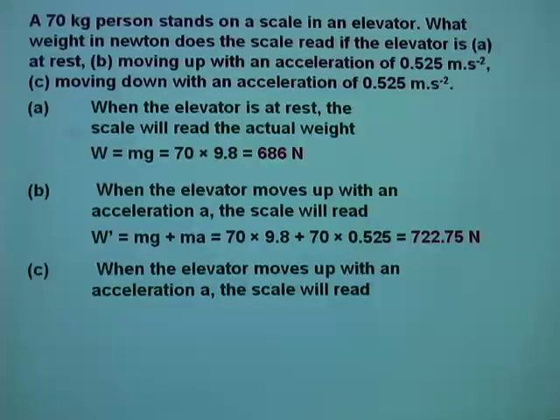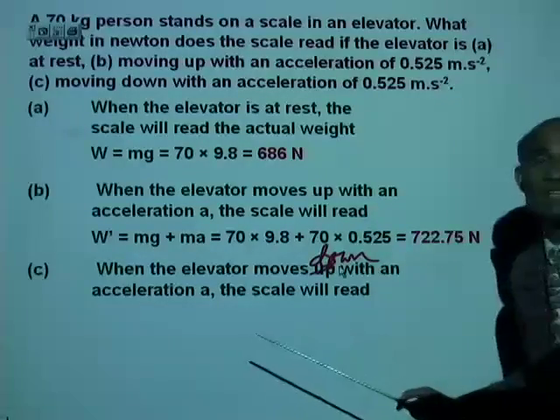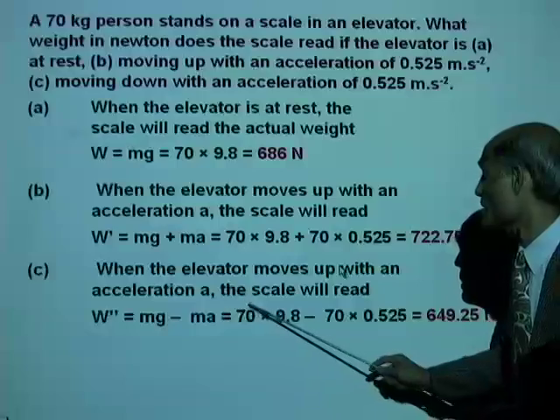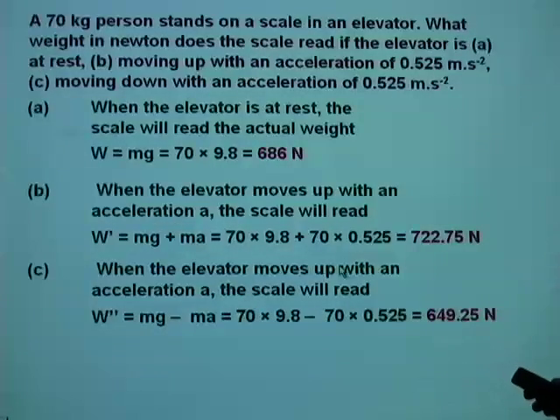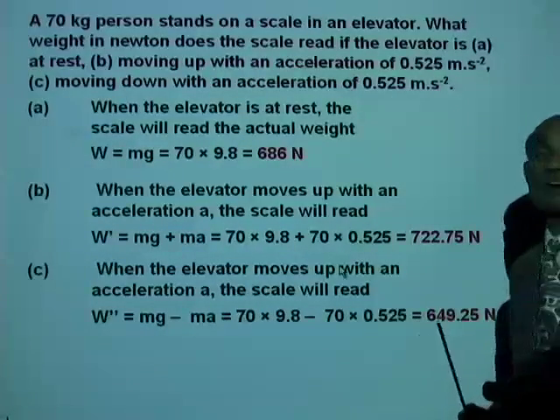Okay. When the elevator moves down, what is the situation? This must be corrected to down. The scale will read mg minus ma, and that will be 649.25 Newton.